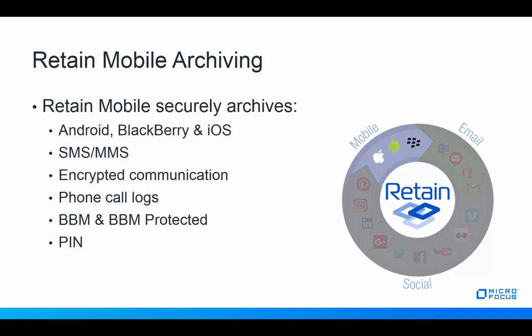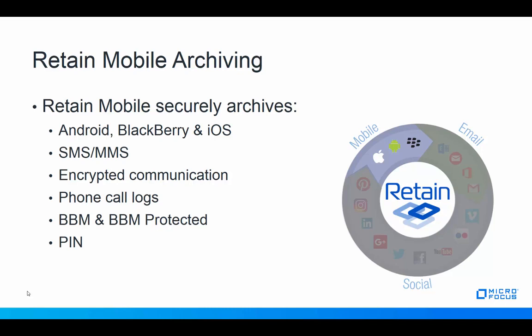Got it. Did you address this already about if a user has multiple mobile devices? No, I didn't. That's a good question. So if a user has multiple devices, this is asked a lot. Retain is priced per device. So depending on the number of devices that you have, there's a cost for each device that's being archived, and then there's a cost for the CellTrust app if you go that route.